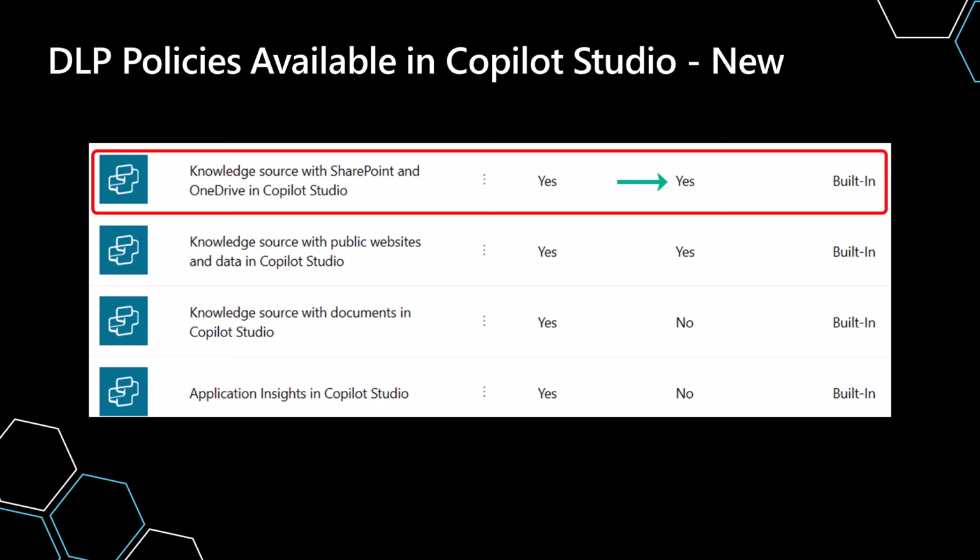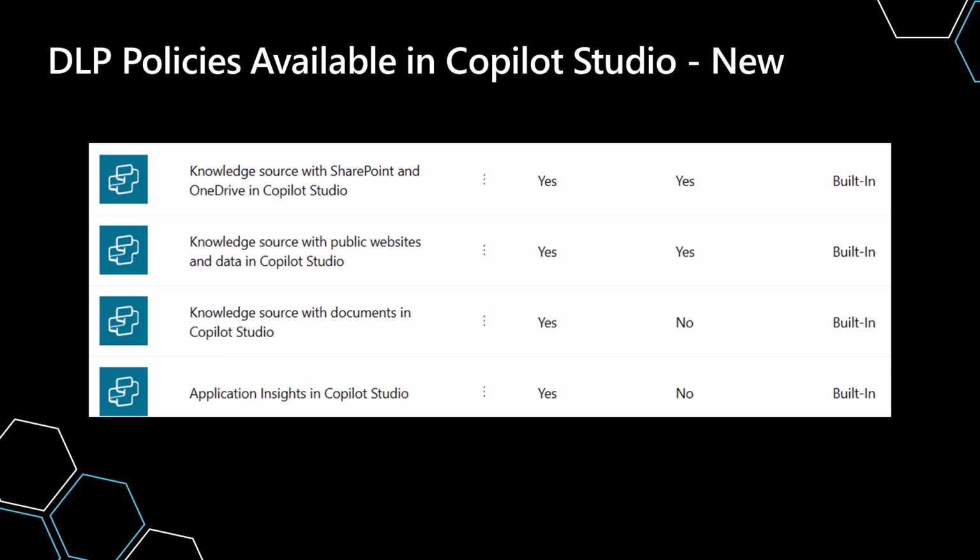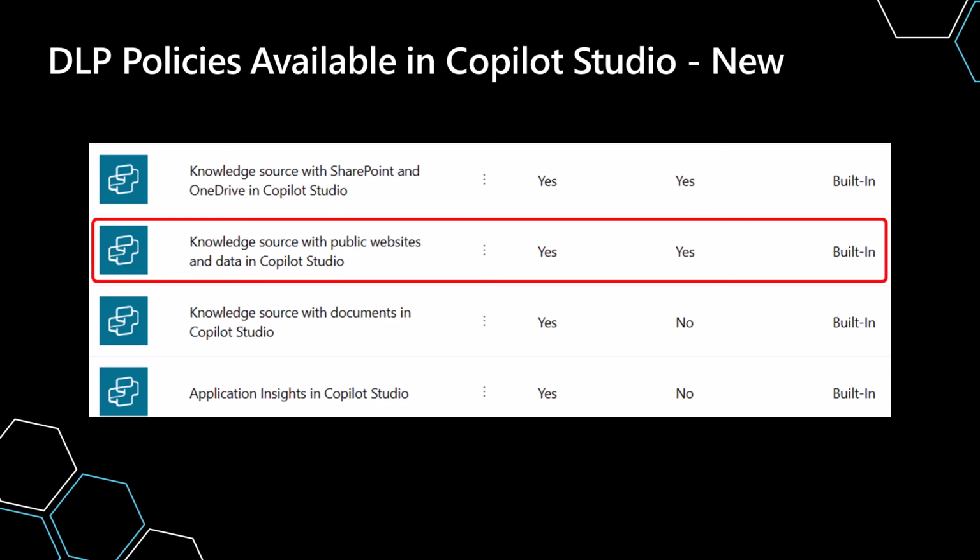This is very effective for people who have certain document libraries and things of that nature that they want to control and be able to open up to users, but they don't want to open up everything. Then we get into public websites and data in Copilot Studio. Again, this is where I'm going to be able to say, these are the websites that I will allow you to use.